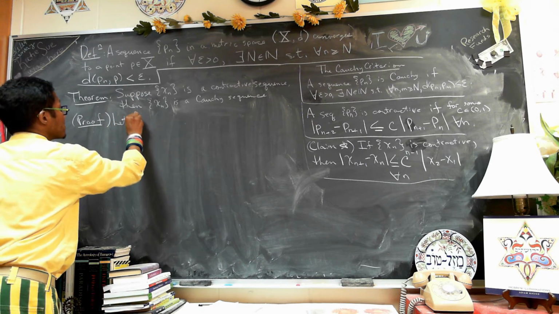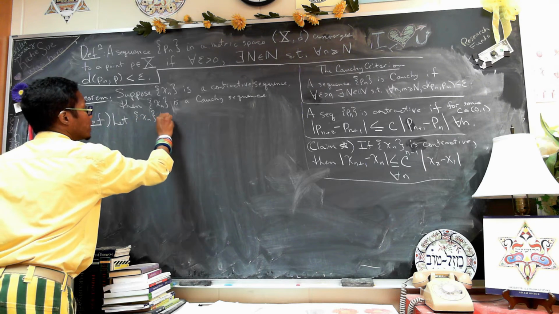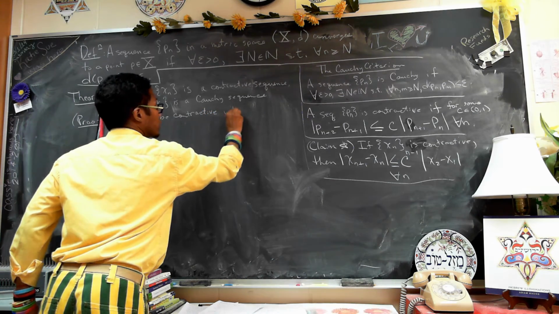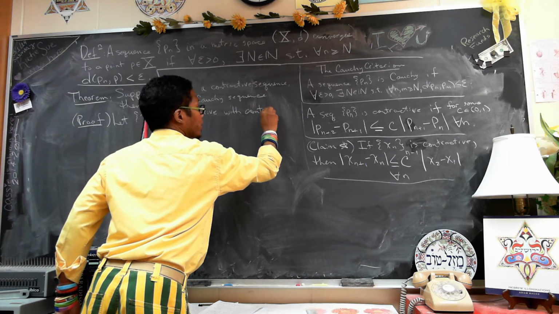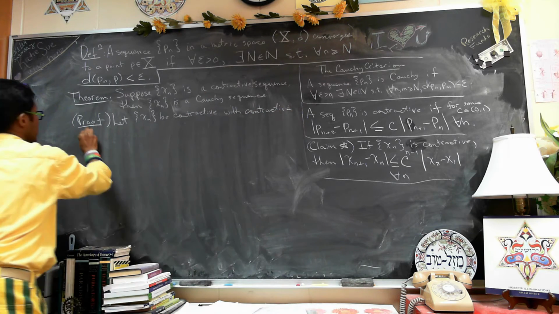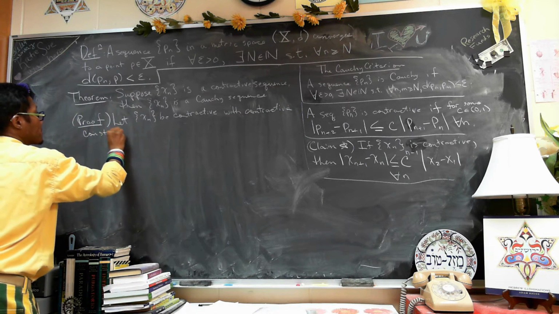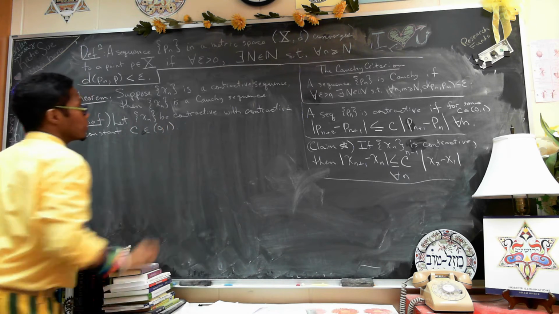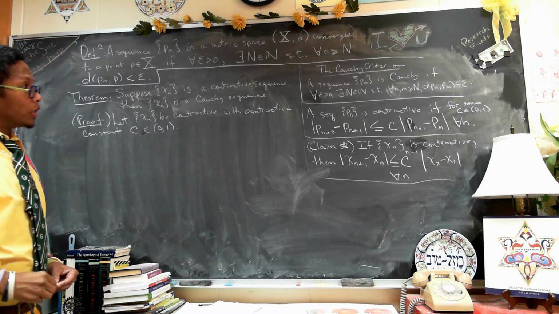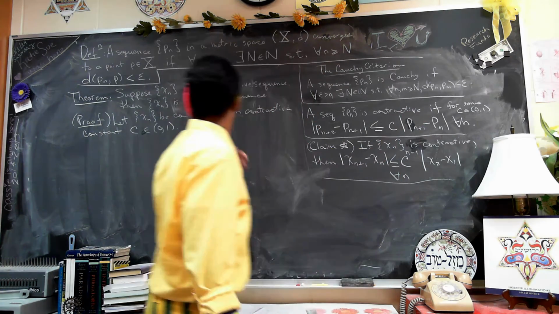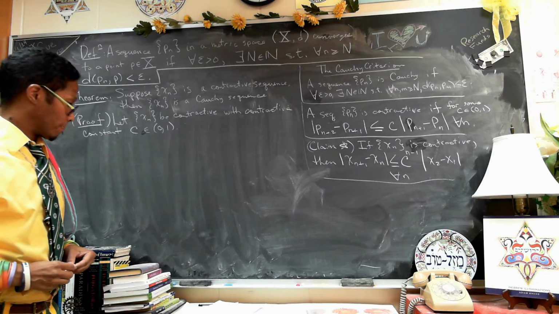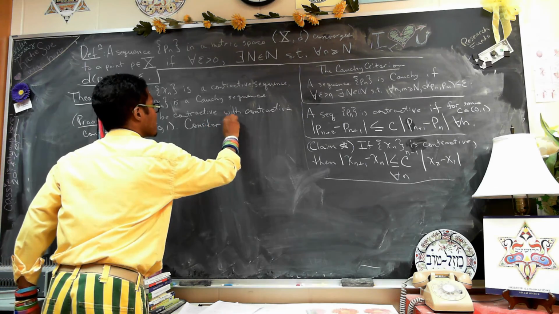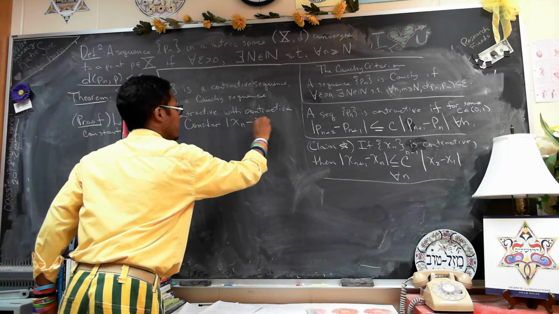Let x sub n be contractive with contractive constant c, and we know c lives in (0, 1). So that's what it means. For some fixed c in (0, 1), we have a contractive sequence. Consider x sub n minus x sub m.